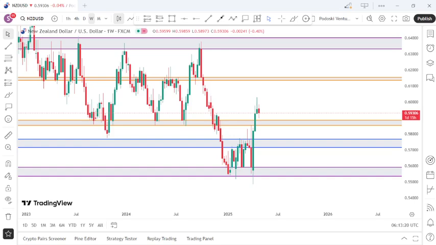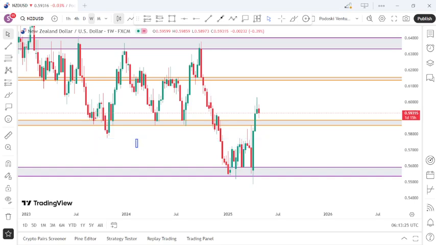You are going to be looking for buying opportunity all the way to the upside on NZDUSD. So since price has broken out of the weekly upper zone here, we are going to wait for a retest, then we buy on NZDUSD.